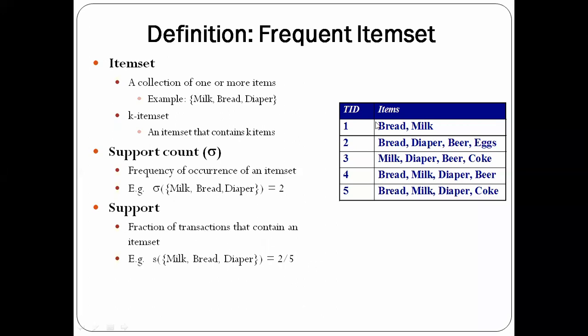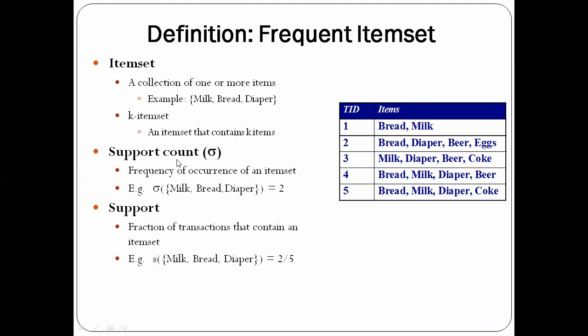So for example, if I consider one more, bread and milk. What is the support count of bread and milk here? In how many transactions is it present? Bread and milk, 1, and then it is present in 4 and 5. So total 3, that is the support count. 3 divided by the total number of transactions, which is 5: 1, 2, 3, 4, 5. So 3 by 5 is the support of the item set bread and milk.